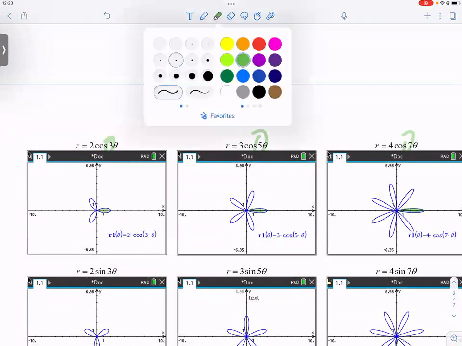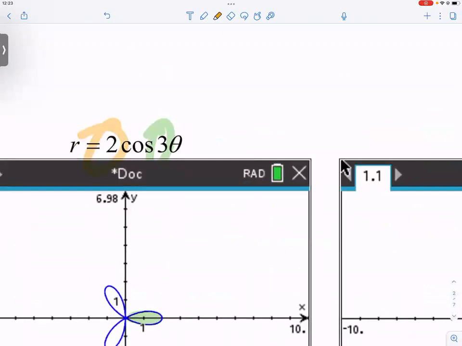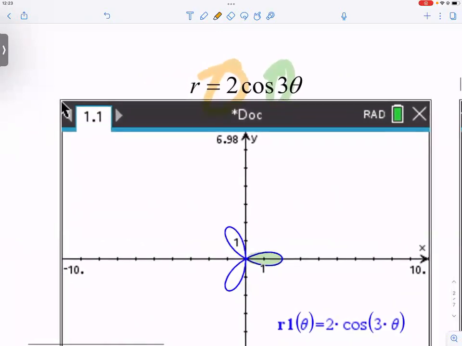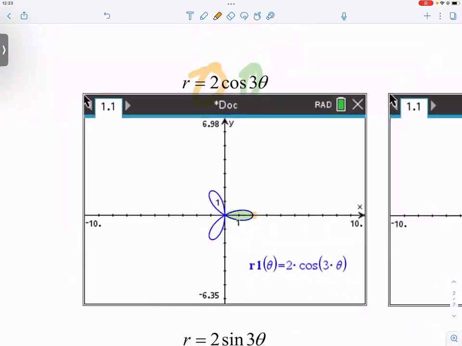What about the number that's in front of the trig function? What does the 2 represent here? The length of the petal, how long it would be. Like for this one, you can see that there's a point right here, that's 2. So you can tell that the r value is maximum 2.